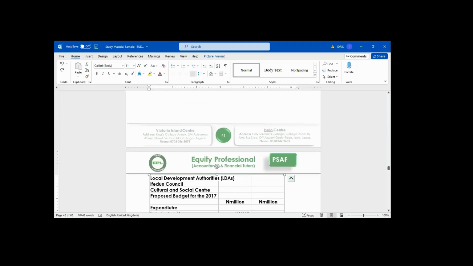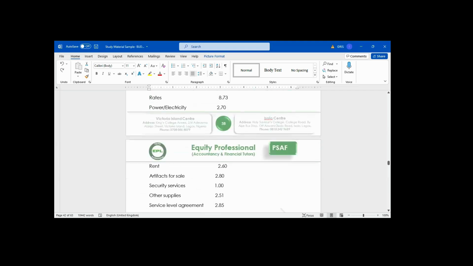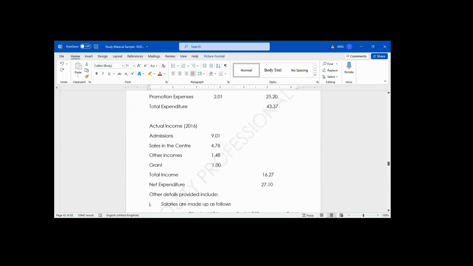Another income that we have is what? Grant. What is the note on grant? Note 2. No festival would be planned for the following year, and as a result, there will be no promotion expenses and grants in the following year.